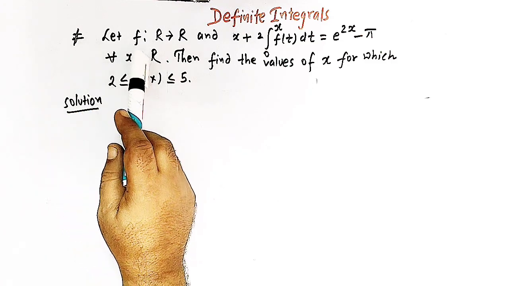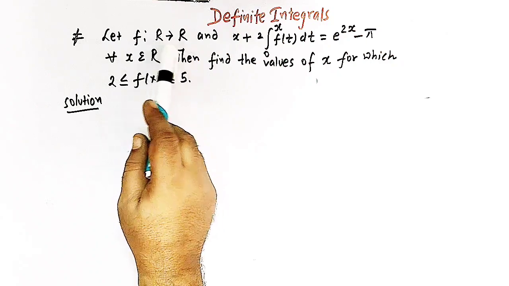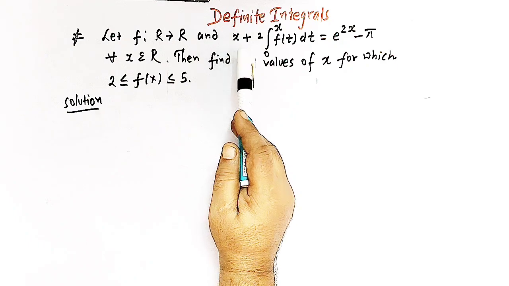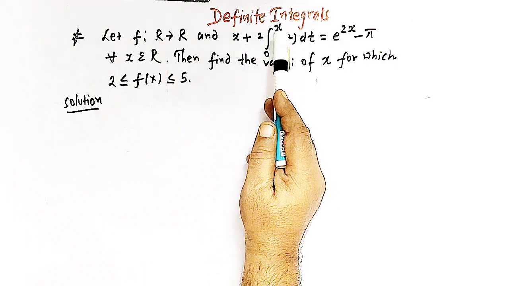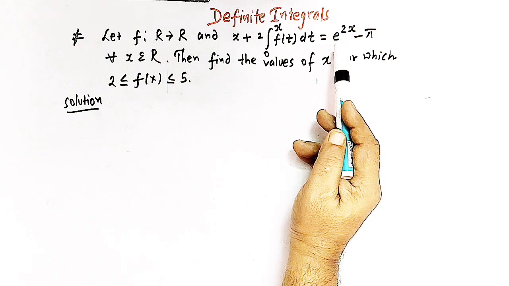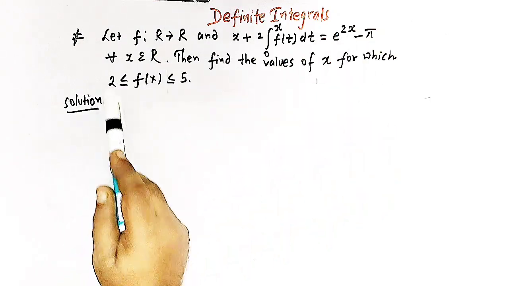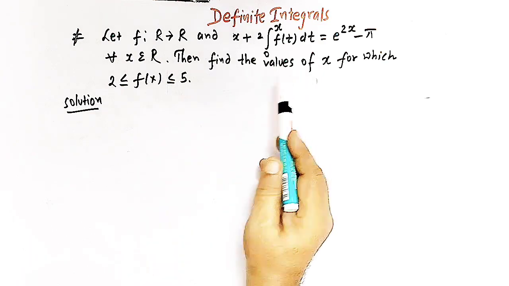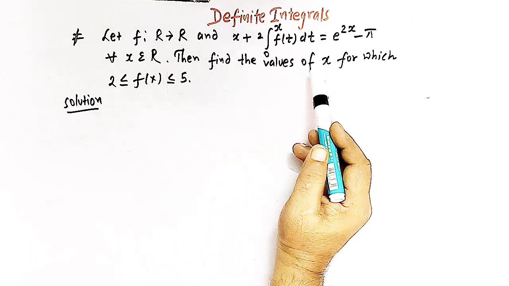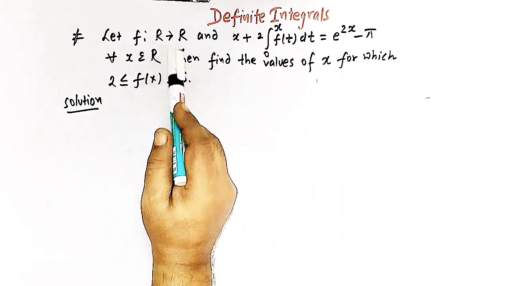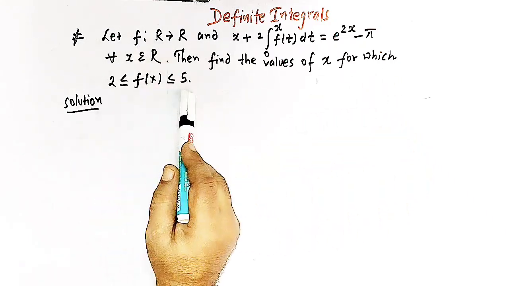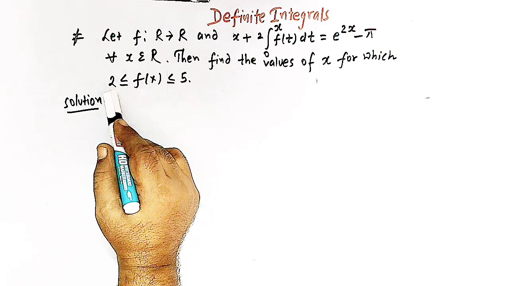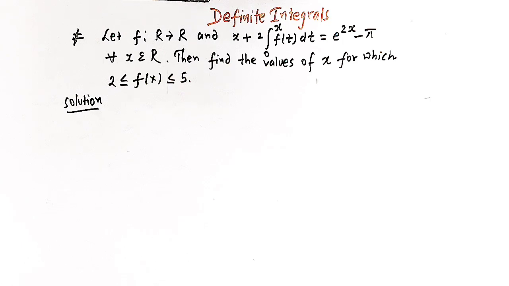So here we are given a function f from R to R, where R is the set of real numbers, and here we are given an equation that is x plus 2 times the integral 0 to x f of t dt is equal to e raised to 2x minus pi, right? For all x belonging to the set of real numbers. Then we have to find all the values of x, or the range of x, for which the function f of x satisfies this inequality, right? That is, f of x is greater than or equal to 2 but less than or equal to 5, right?